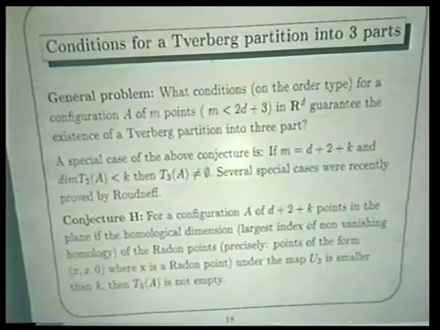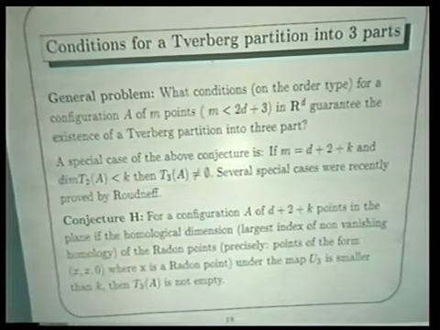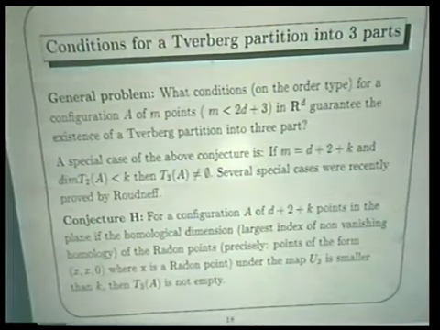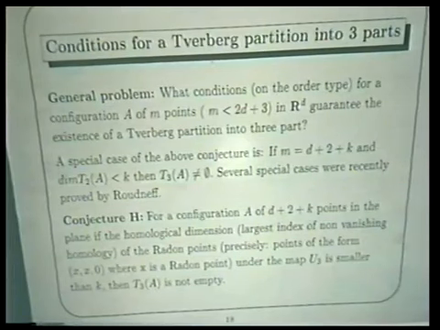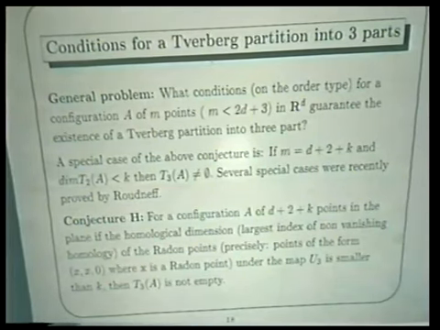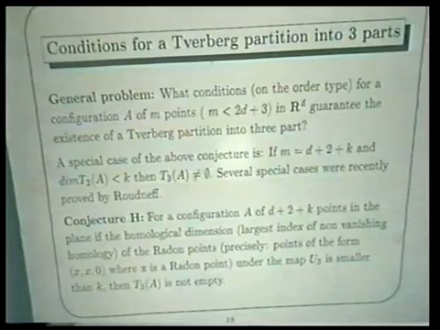And the special case of my old conjecture would say, if you have d plus 2 plus k points, and the dimension of the Radon points, T2 of A, is less than k, then there are Tverberg partitions. Then T3 of A is not empty. And this is not known in general.